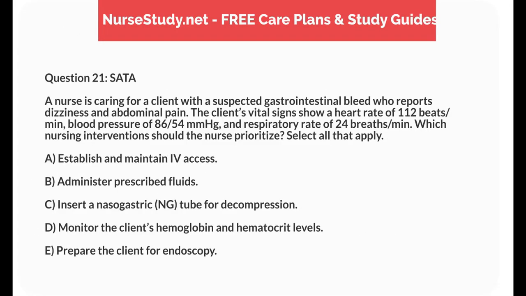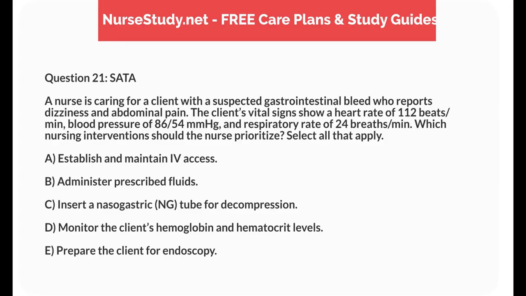Question 21, SATA. A nurse is caring for a client with a suspected gastrointestinal bleed who reports dizziness and abdominal pain. The client's vital signs show a heart rate of 112 beats per minute, blood pressure of 86/54 millimeters of mercury, and respiratory rate of 24 breaths per minute.